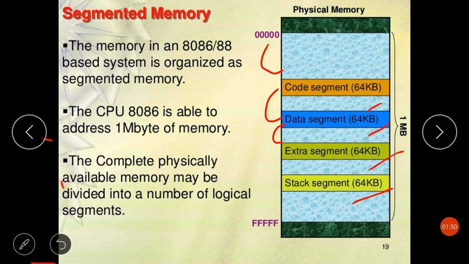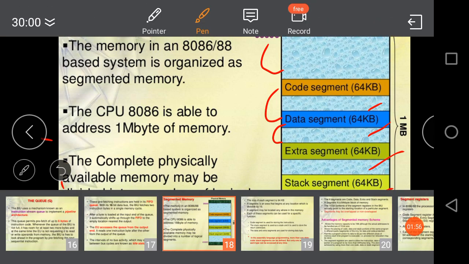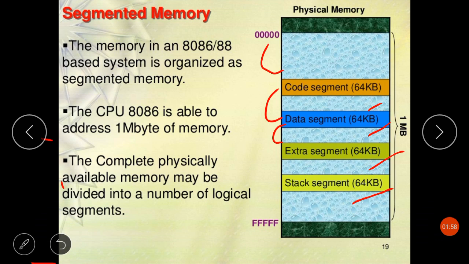The 16-bit contents of the segment register give the starting address of a particular segment. So for the stack segment, the starting address will be this. For the extra segment, the starting address will be this. The starting address of all the segments in the segmented memory will be given by segment registers.